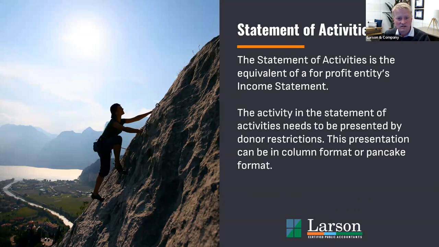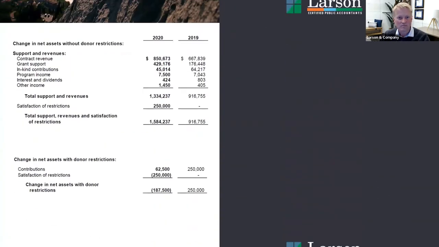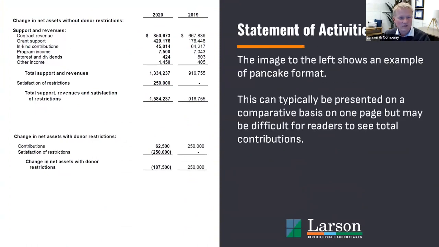Common terminology is the column format, or the pancake format, also known as the hamburger format. I've got some examples of those for you so we can see what I'm talking about. The image to the left shows an example of the pancake or hamburger format. Essentially it's stacked. The top section is the change in net assets without donor restrictions, and that's usually how it's going to be presented.